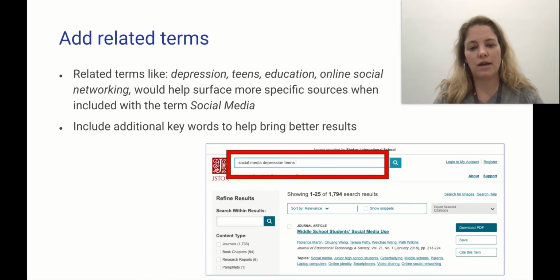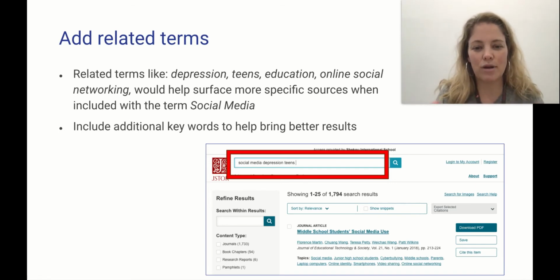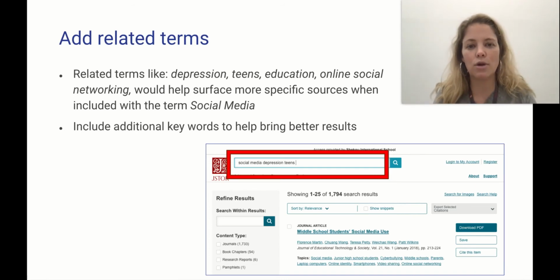So, what I tried was social media, depression, teens. I put the three different terms there. So, what I'm telling the search engine is I'm looking for articles that are about those three things. It's really going to narrow the results that I get, and they'll be more specific to my topic.